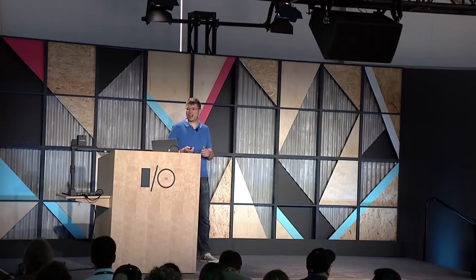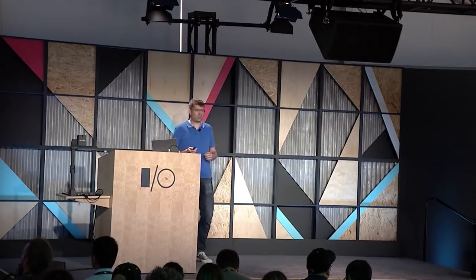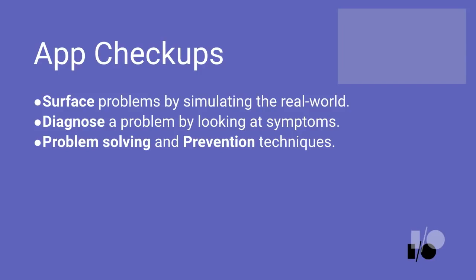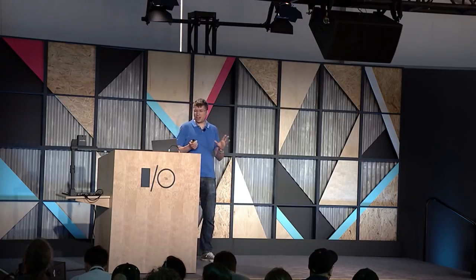So we're going to explore today how to engineer apps more suited to the real world. At a very high level, the approach breaks down as follows. You're going to want to surface problems by simulating the real world as closely as possible. You're going to want to diagnose a problem by looking at its symptoms. And then we're going to talk about problem solving and prevention techniques.